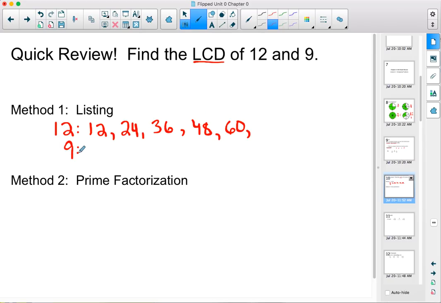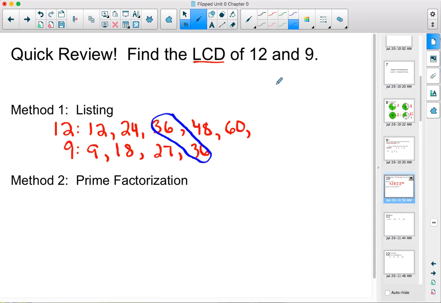Now we do the same thing for the 9s. 9 times 1 is 9. 9 times 2 is 18. 9 times 3 is 27. 9 times 4 is 36. Well, it looks like I have found my LCD, 36.